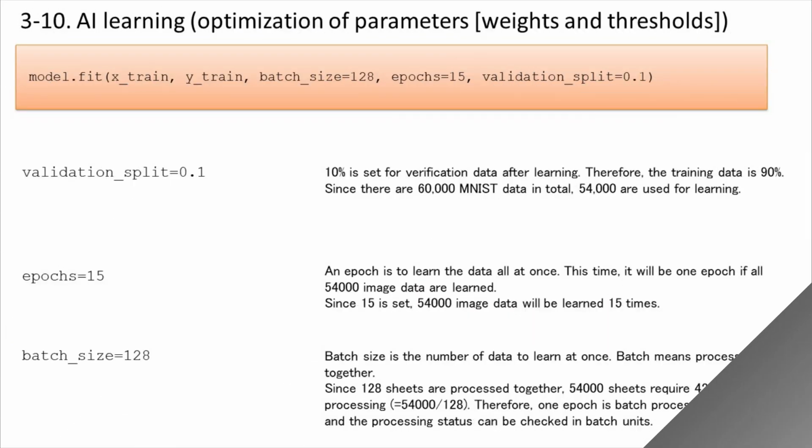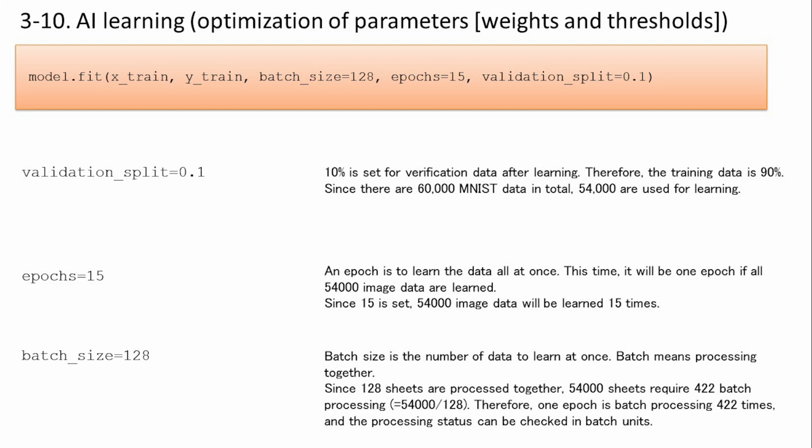Move on. AI actually learns in this program. The first parameter sets the validation data to 0.1. This means that 10% of the 60,000 image data will be used for verification. Therefore, 54,000 images are used for learning, and 6,000 images are used for verification. The data is divided because it is difficult to determine whether the optimization is specialized for the training data when verification is performed with the training data.